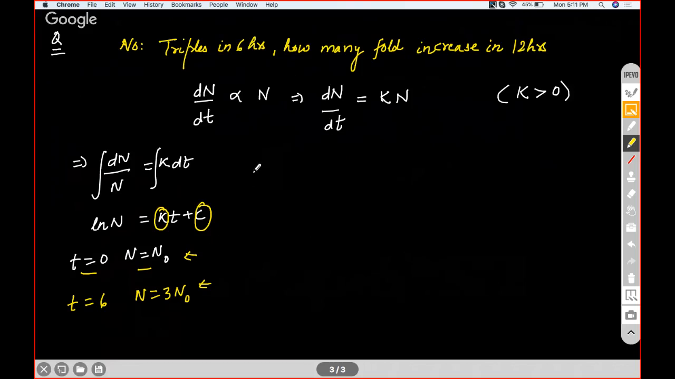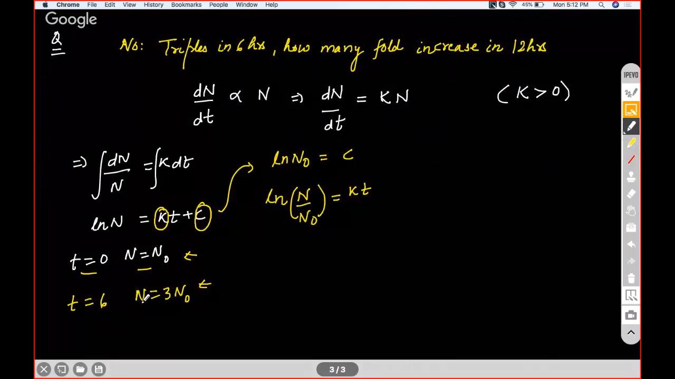The moment I put t as 0, you would have realized by now that c would be ln n naught. So I can say this as ln n by n naught is equal to kt. Now k is still unknown, so I'll make use of the second situation.